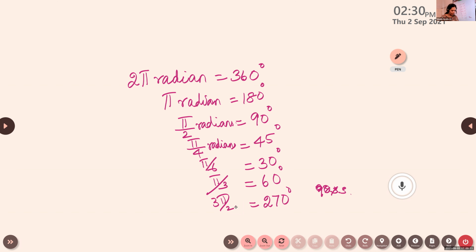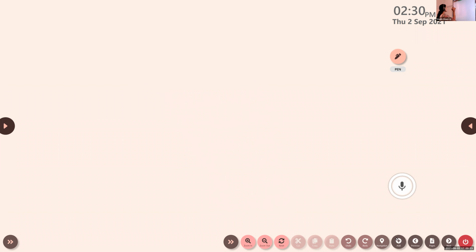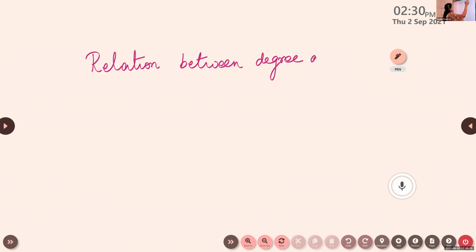So next heading. Relation between degree and radian.